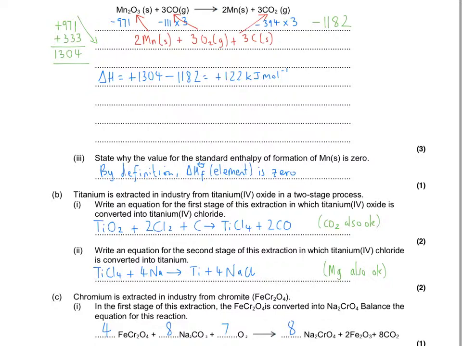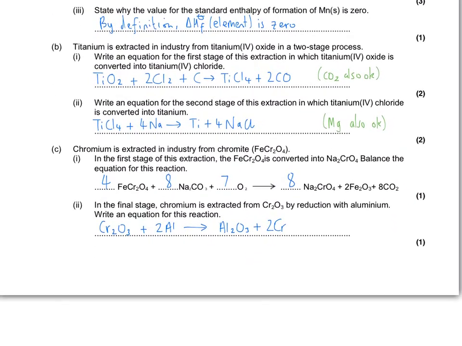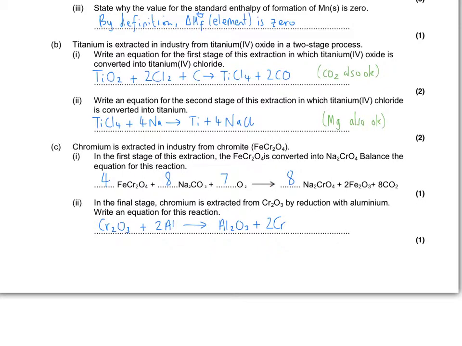The second stage of the extraction is with sodium. Again, learn the details from this in your notes. So titanium chloride, plus 4, remember, minus 1, plus 4 moles of sodium gives you titanium metal, and then 4 moles of sodium chloride, that's 1 plus, that's 1 minus, hence NaCl. Mg is also okay for that reaction as well, but it would be a bit different balancing. Check out your notes for that.